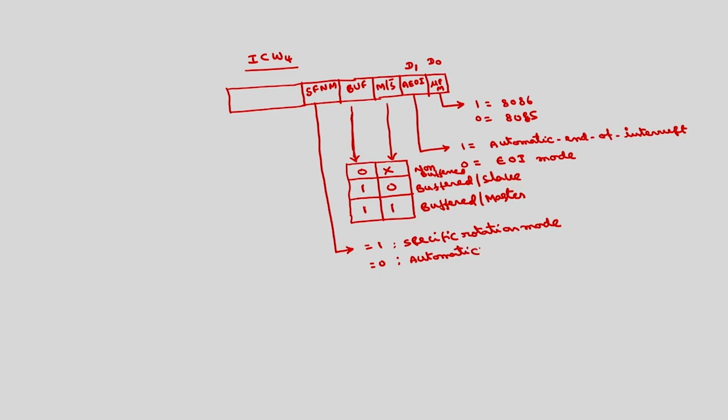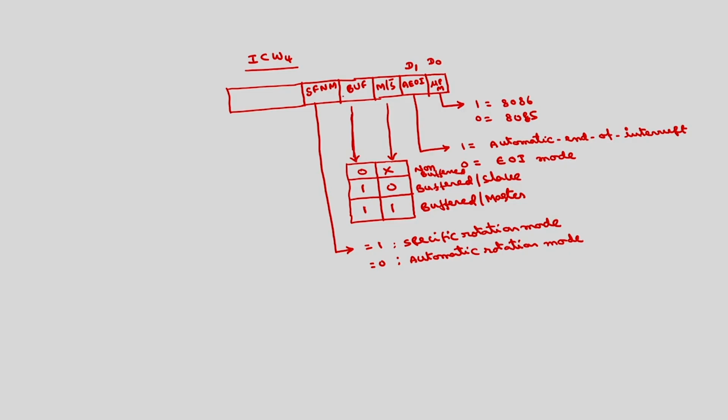As I discussed these modes in the last class, in case of automatic rotation mode, the priority which was recently served will be given the lowest priority, and then in the order of these IRs, the priority will be assigned. Whereas in case of specific rotation mode, the lowest priority can be assigned to any of the IRs by the user.